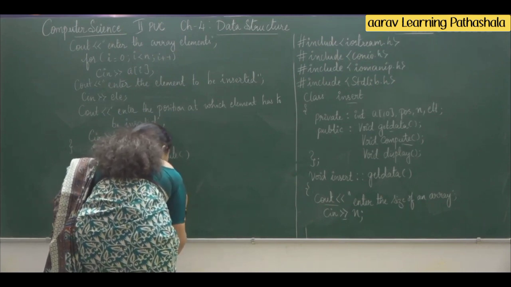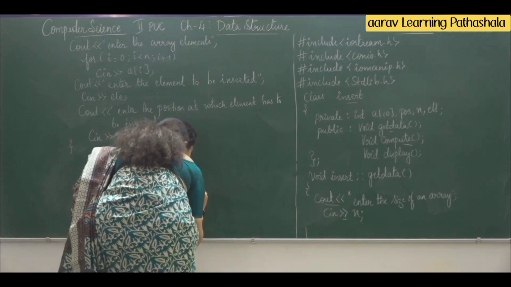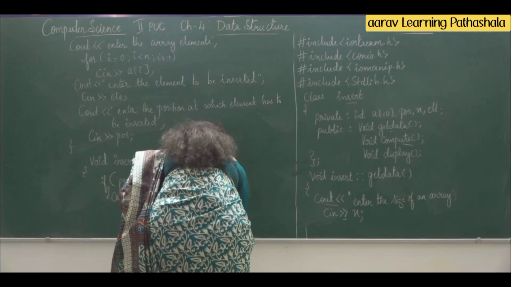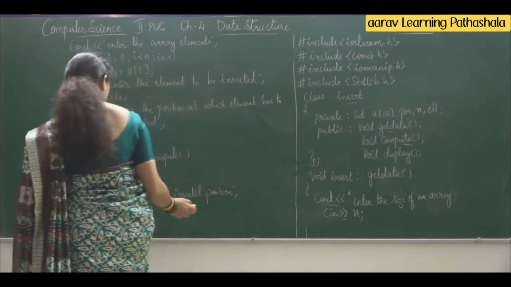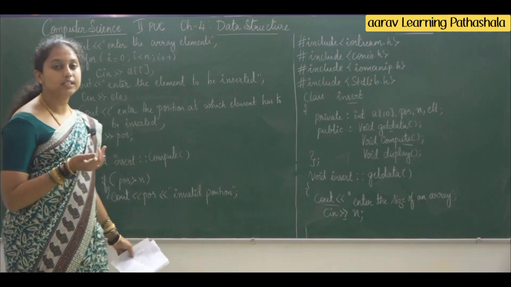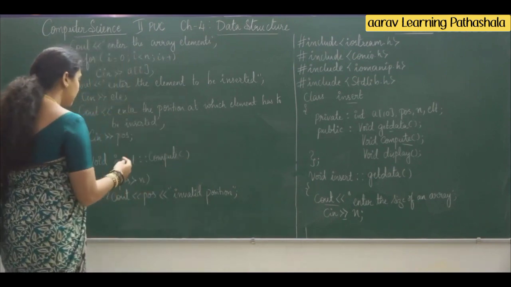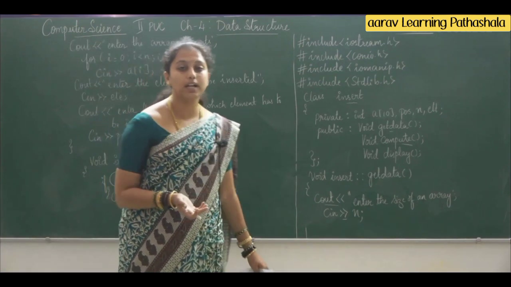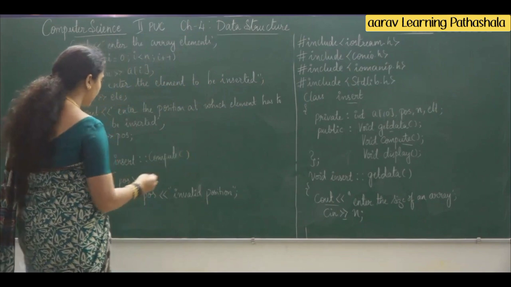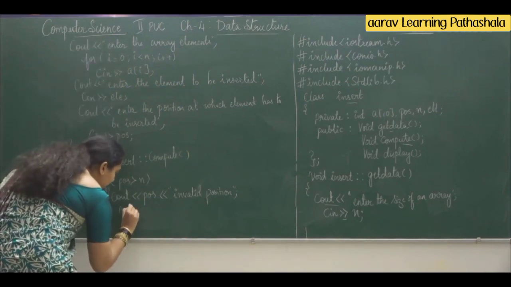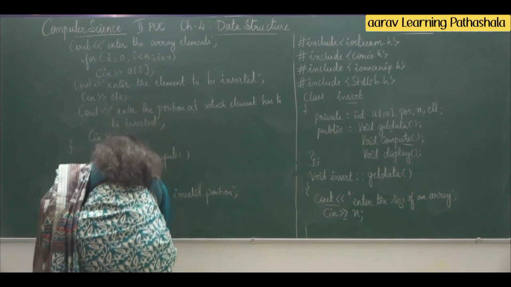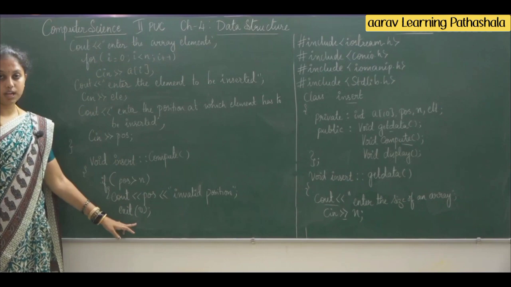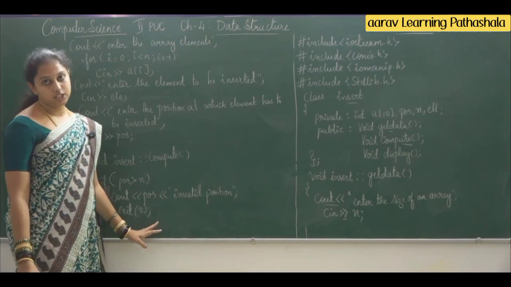Cout: position is invalid position. If the position is greater than n, we cannot insert an element, so it has to exit from the program execution. That is, it has to terminate the program execution. For that I am using the exit function, exit of 0. So return code 0 exits the program without any error messages.